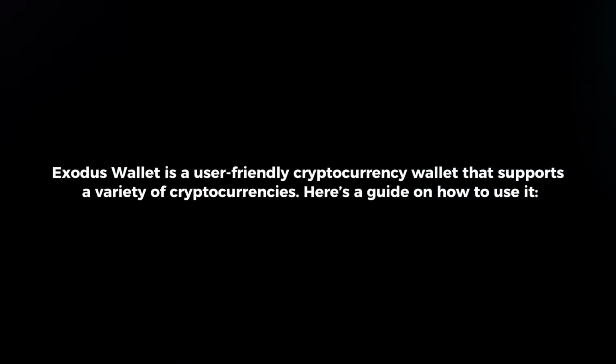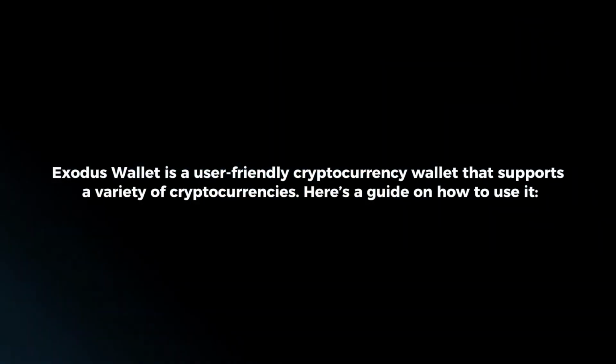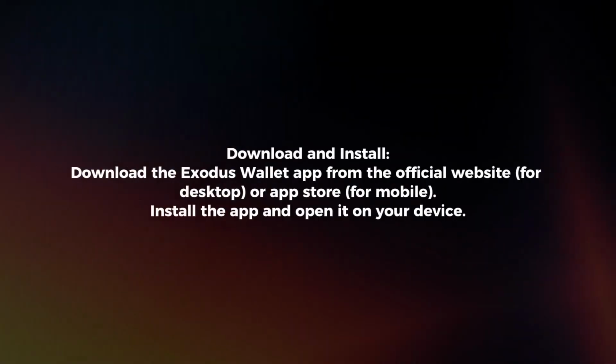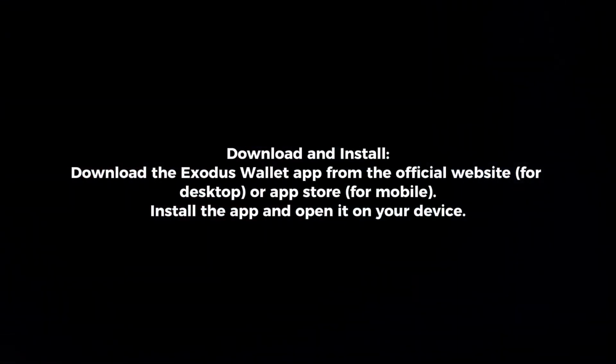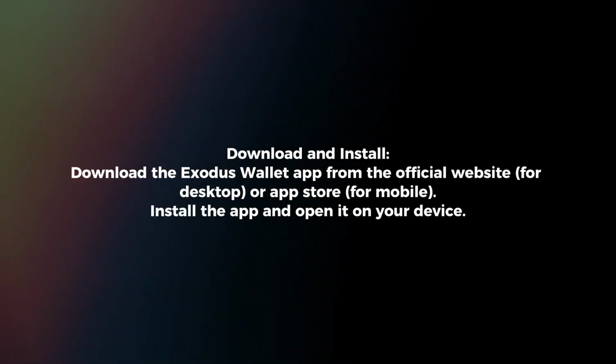Exodus Wallet is a user-friendly cryptocurrency wallet that supports a variety of cryptocurrencies. Here's a guide on how to use it. Download and install. Download the Exodus Wallet app from the official website or app store. Install the app and open it on your device.